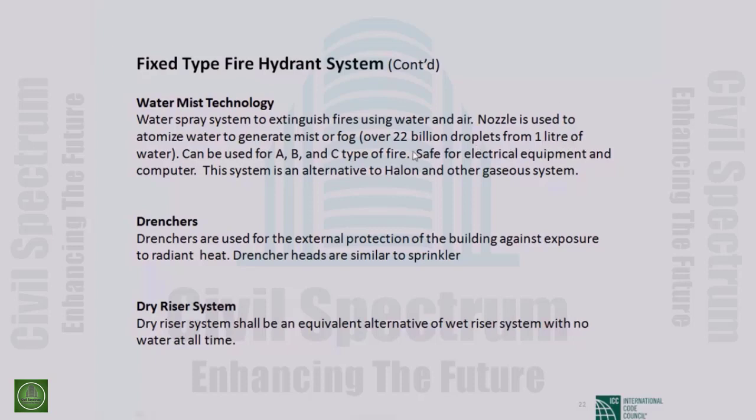have more than 22 billion droplets. So 1 liter creating more than 20 billion droplets, you can understand how fine it is. It's fog. The size of the particle is around 10 to 15 micron. So in that case, by using this water, you can fight class A, class B, class C fire also.